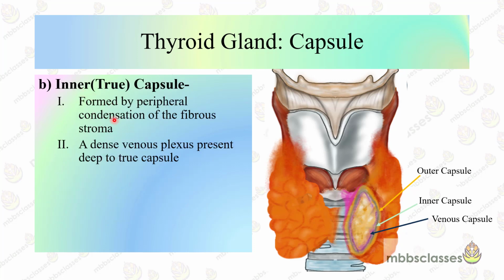The inner capsule is formed by the condensation of the fibrous stroma. This is the thyroid gland. So here there is a condensation of the fibrous stroma and it forms the inner capsule. That's why it is also called the true capsule. And one more thing you have to remember is that just inside the inner capsule, that is the true capsule, there is a venous plexus.